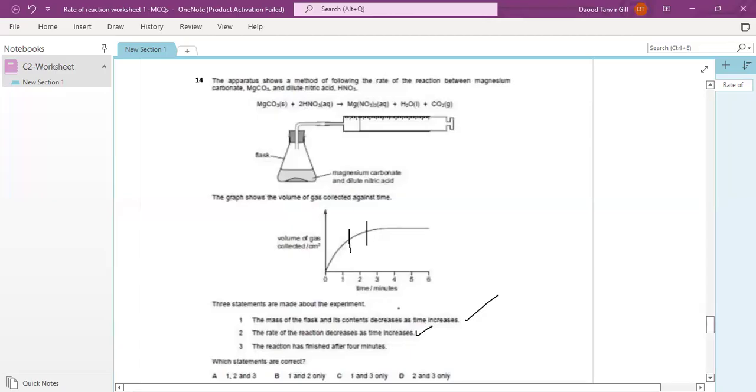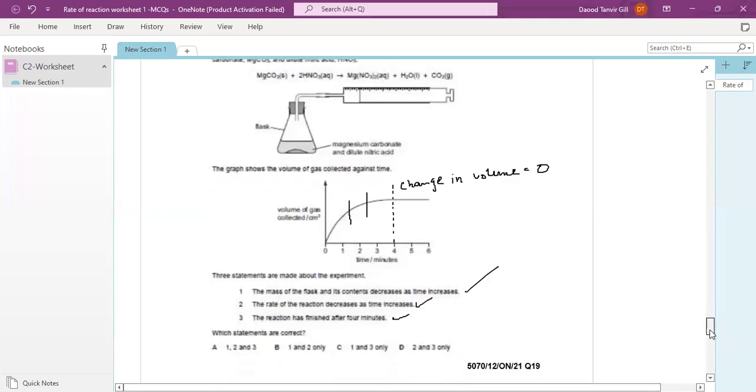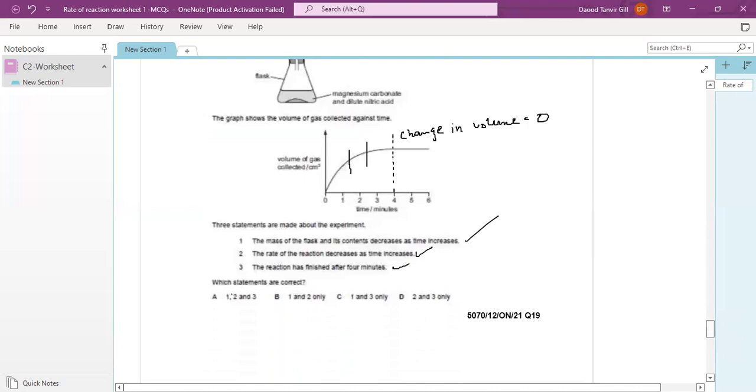The reaction has finished after 4 minutes. Let's look at the graph. Yes, students, there is no change in volume of the gas. The change in volume is 0 after 4 minutes. So the reaction has finished, which shows that no more gas is being produced. So this is the correct option as well. So which option contains all these three statements? We have to look at the provided options. So this is definitely A. A contains all these statements, so we'll go for A.